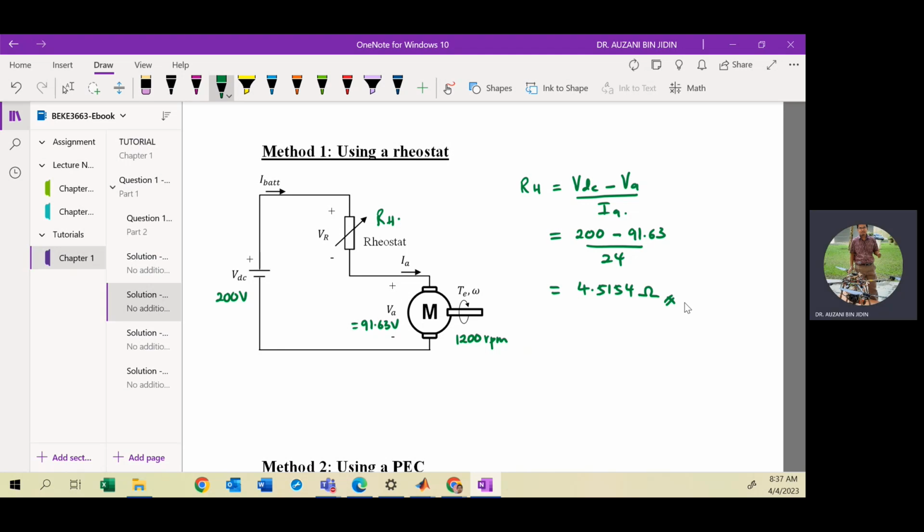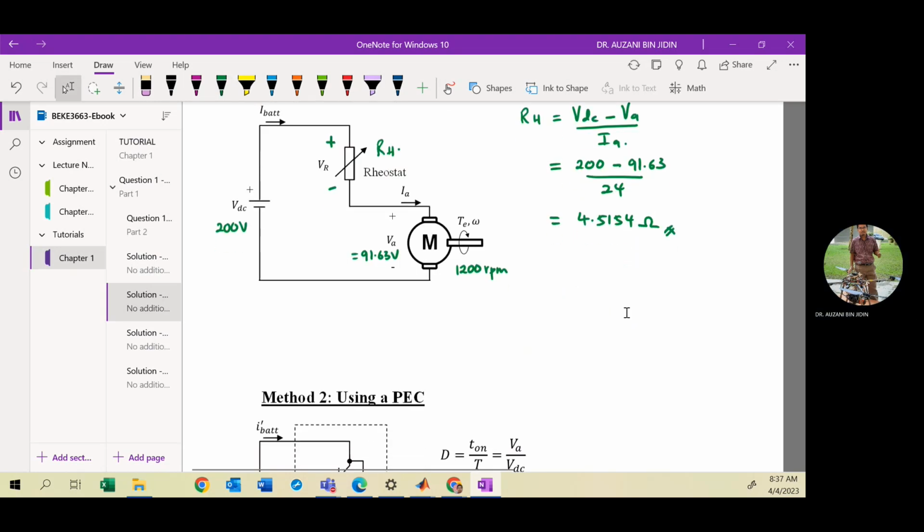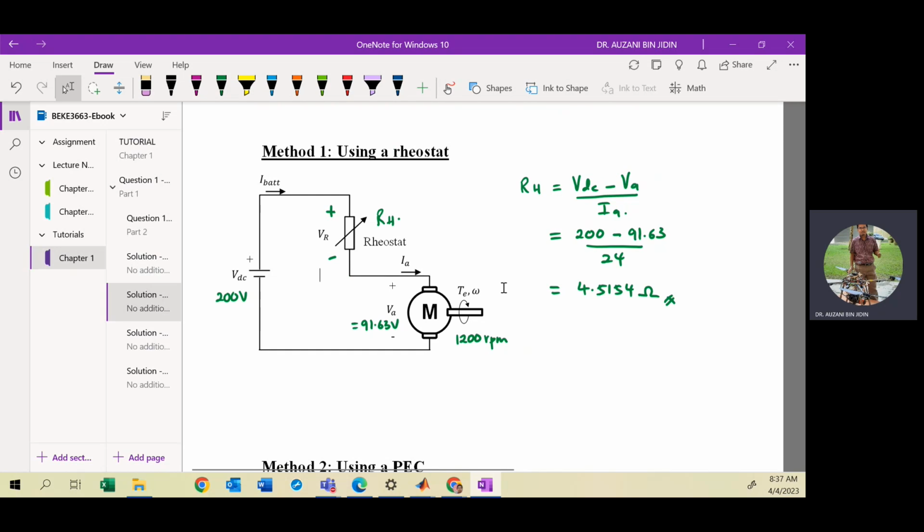By calculating an appropriate value of your start resistance, it will produce a suitable voltage drop across it. Then you can apply Kirchhoff voltage law. The input is 200, which is larger than the desired VA, so there is a voltage drop across your start resistance. That's why you need to calculate an appropriate value of RH, your start resistance. Okay, this is a simple technique.